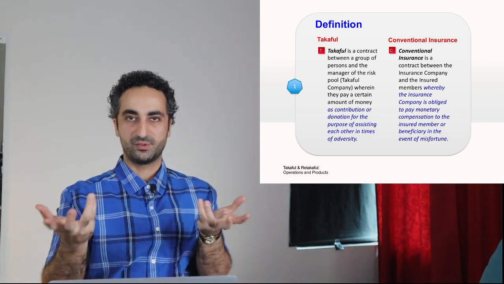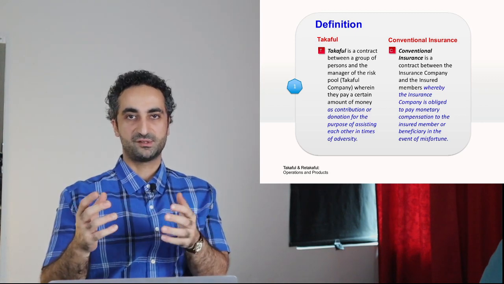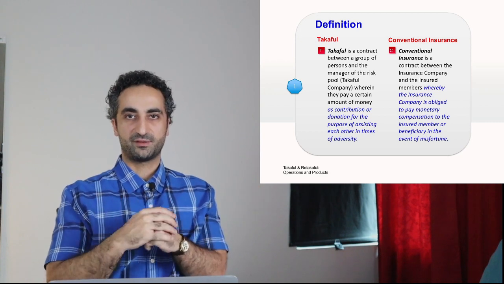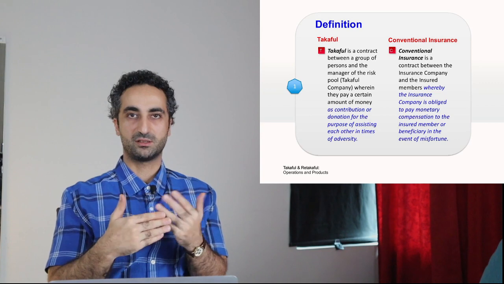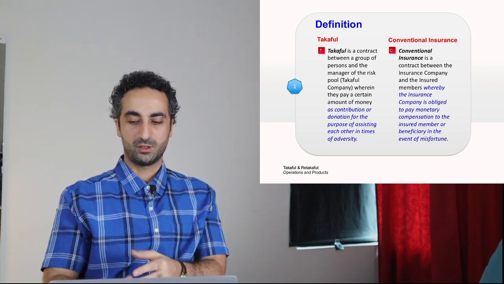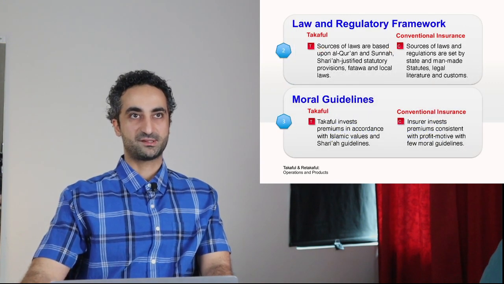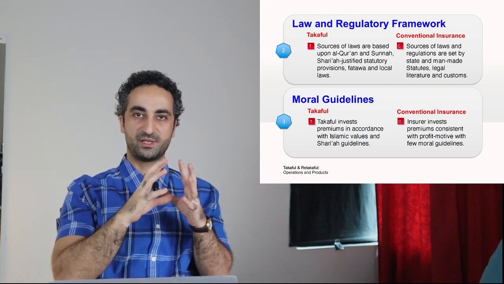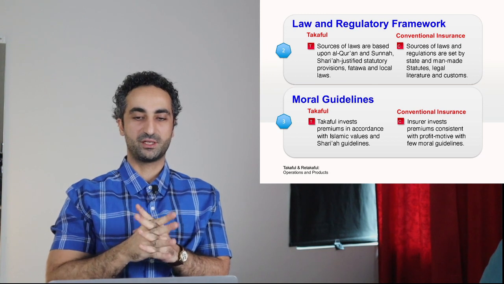It's somehow a business between two parties. One party needs a service, which is protection. The other party is providing this service, and they get paid some money in exchange for this. This is what we can see now. Now let's continue with the next slide and try to focus on each aspect separately. So we begin with the law and regulatory framework.